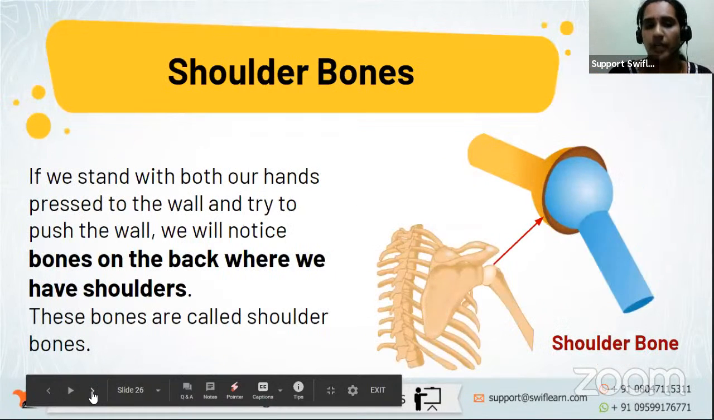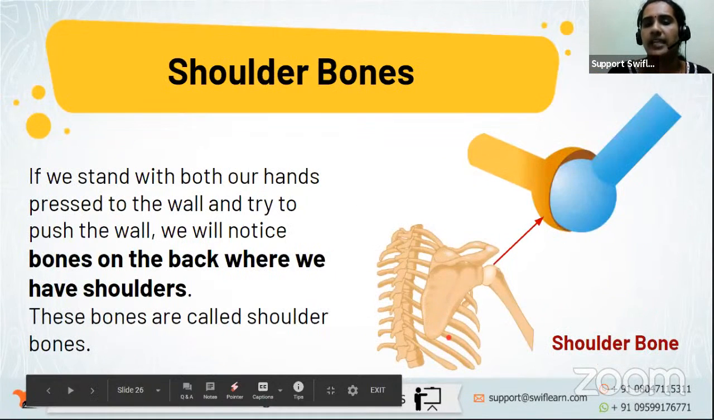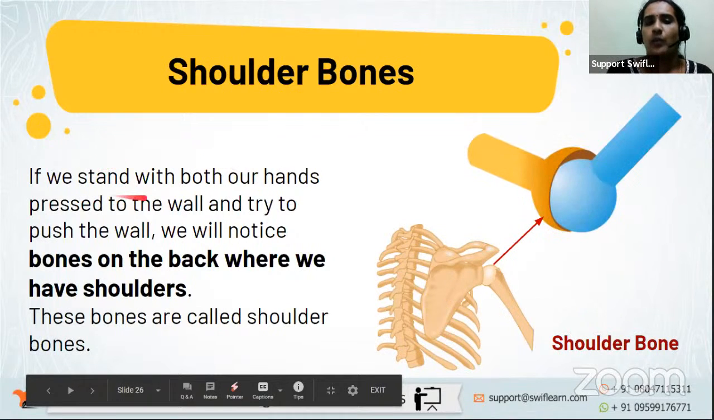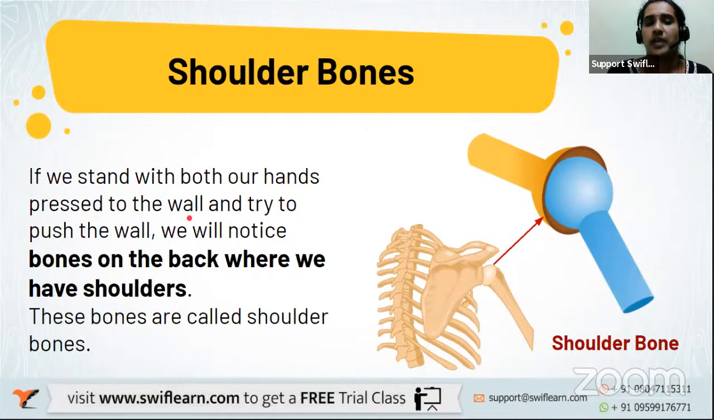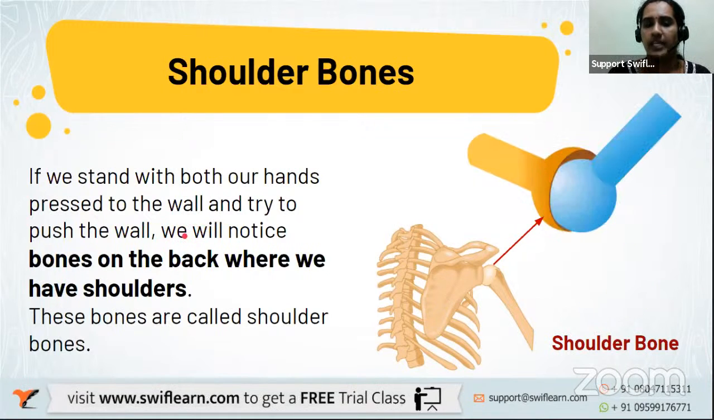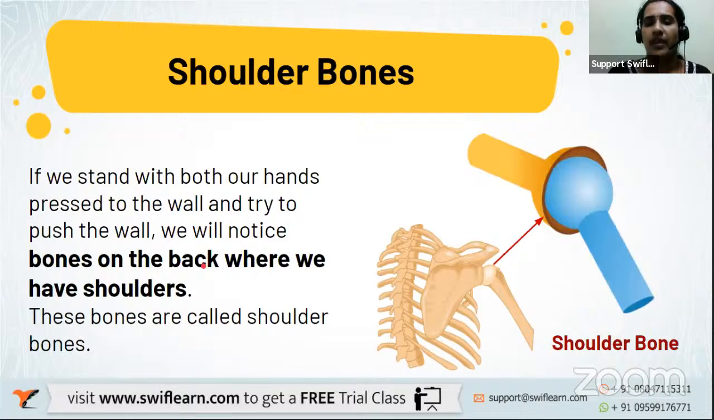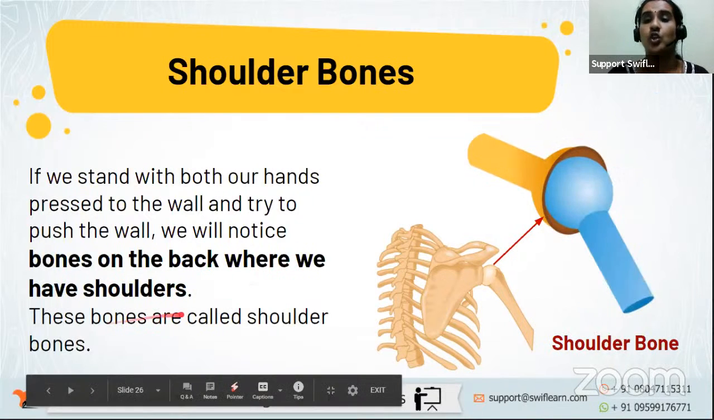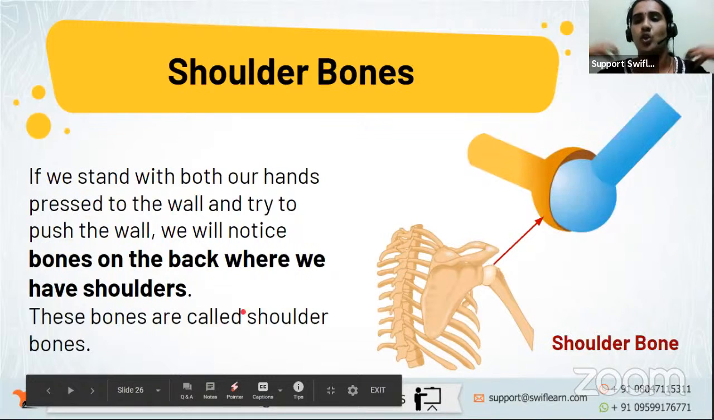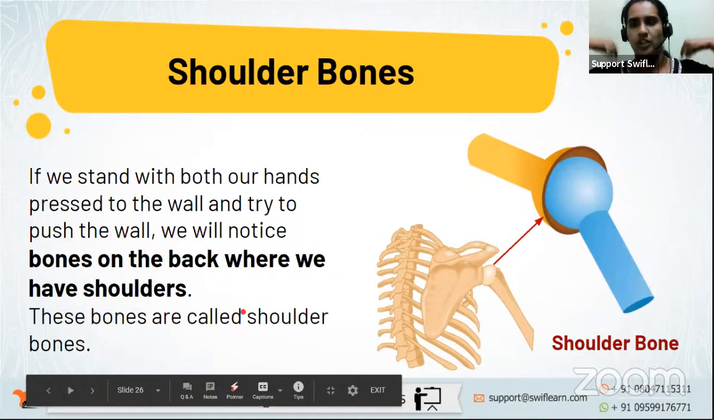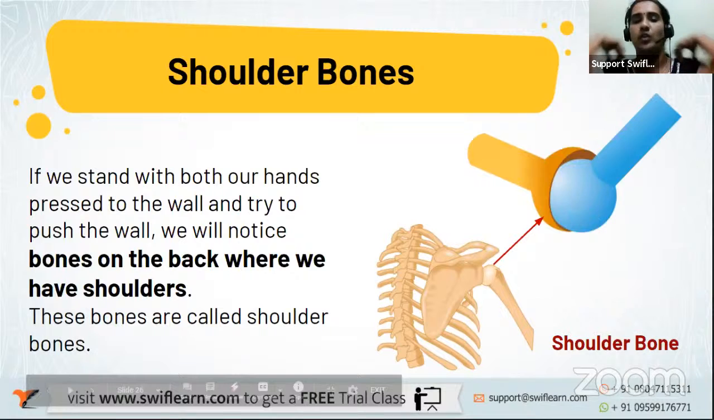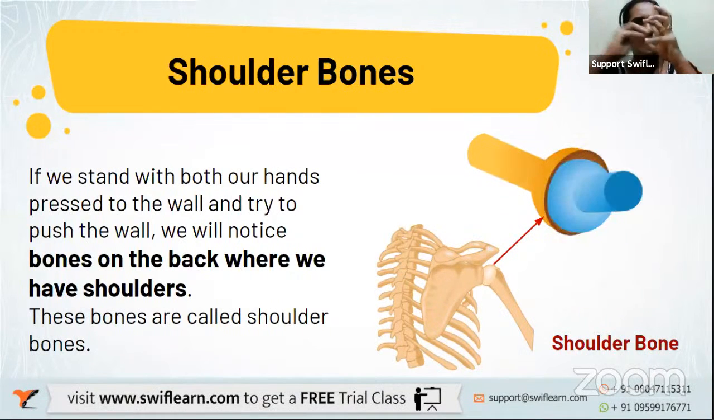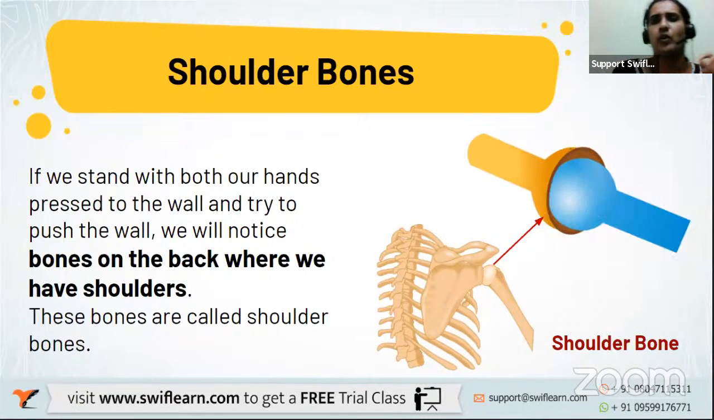Now coming to the shoulder bone, we already studied about the shoulder bone. If we stand with both our hands pressed on the wall and try to push the wall, we will notice bones on the back where we have shoulders. These bones are called shoulder bones. You can see here, on the top, it is a shoulder bone, and we can rotate it like this. And what is present there? The ball and socket is present there.